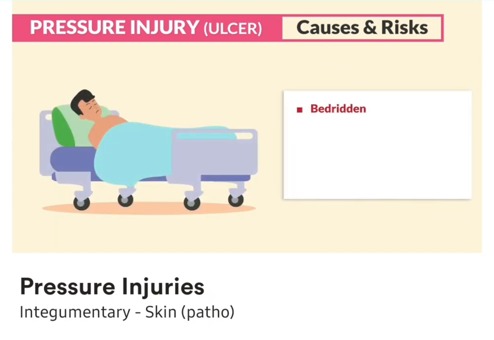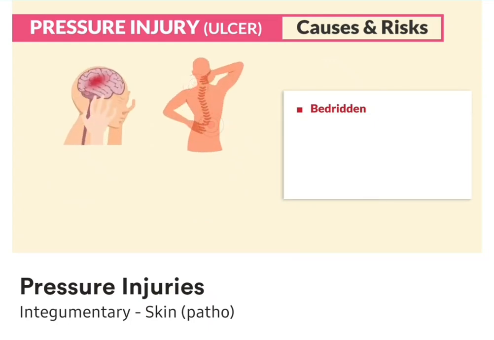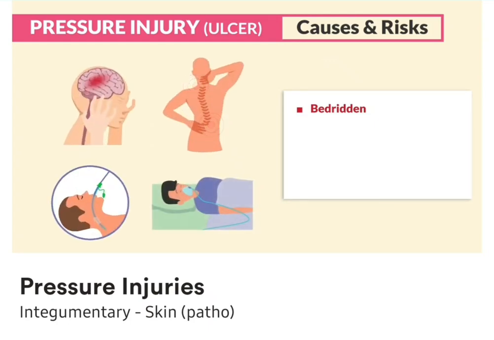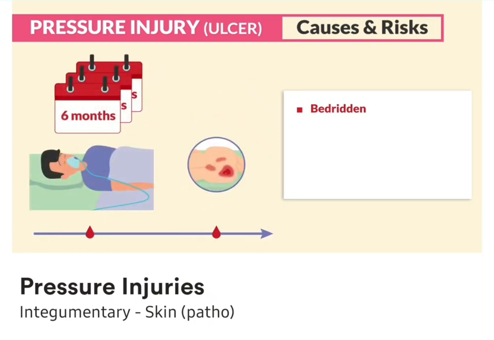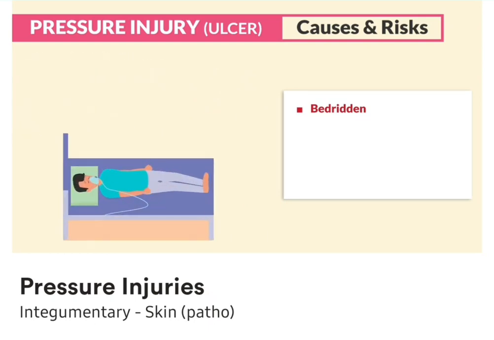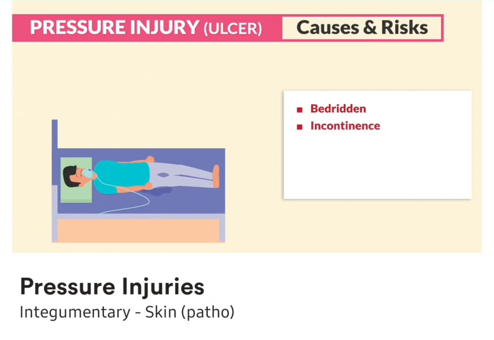Bedridden clients who are immobile from either neuro issues, spinal injuries, or just intubated and sedated. Whatever the cause, being in bed for long periods of time degrades the skin. Secondly is incontinence, or having a wet bed, where clients can't keep urine in with incontinence. Now, wet skin leads to skin breakdown.